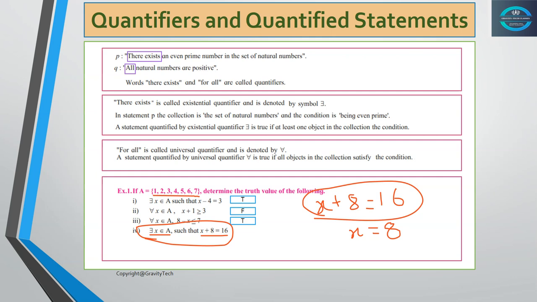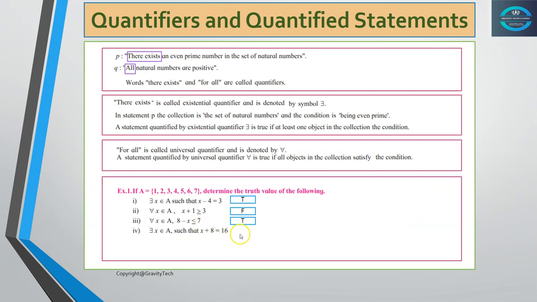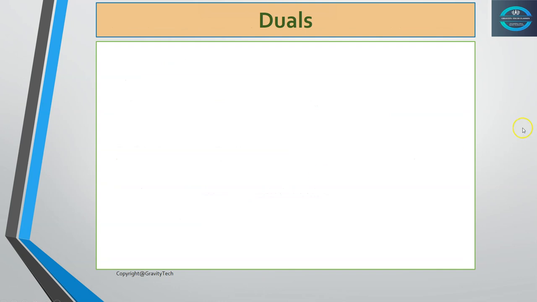So we saw exactly what the existential and the universal one are, right. So this is how you basically need to deal with the quantifiers and the quantified statements. इनको बोलते हैं quantified statements, and these are the quantifiers: there exists and for all, and these are the truth values. How do you find out basically the truth values of the quantified statements? Next, duals. See, now what are the duals?